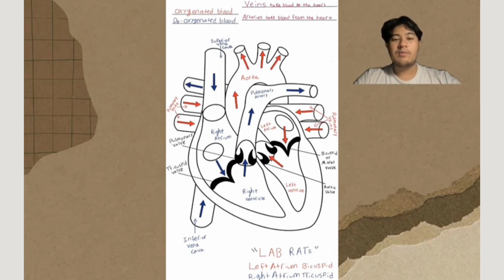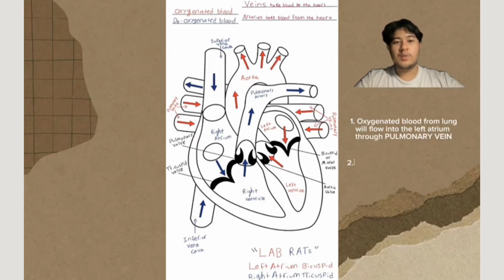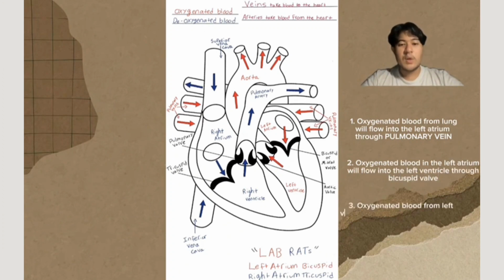So our blood flow starts from the blood in our lung, which is the oxygenated blood from our lung, moving into the left atrium through the pulmonary vein. This blood will continue to flow into the left ventricle through the bicuspid valve. This oxygenated blood will be pumped out into our body through the aorta via the aortic semilunar valve.